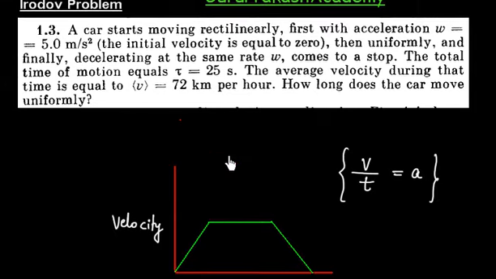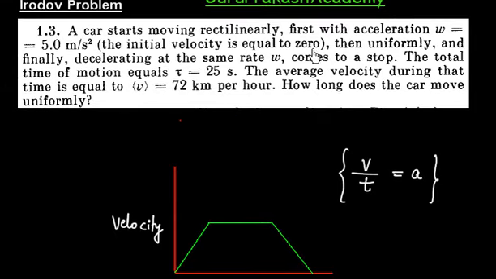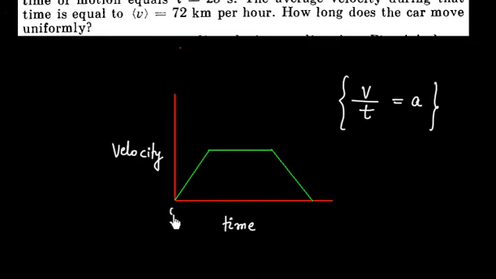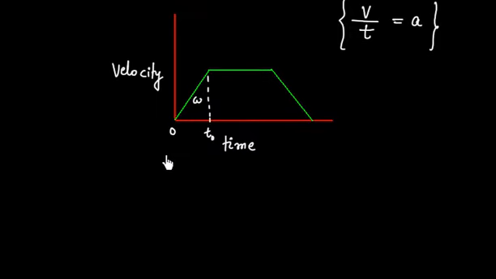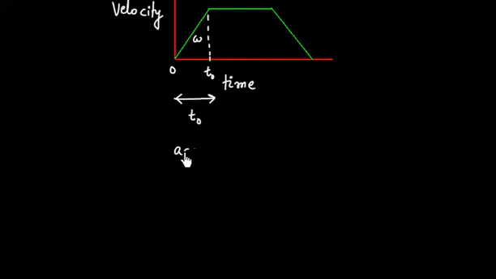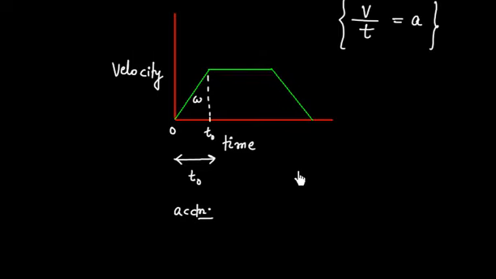So initially the question says the initial velocity is 0 and it starts with acceleration w. It goes with acceleration w for some time. Let us say it moves for a time of t naught. So this time interval, from 0 to t naught, is t naught. For this time it is accelerating, and that's why we have shown this slope as positive. So this is a positive slope, acceleration.